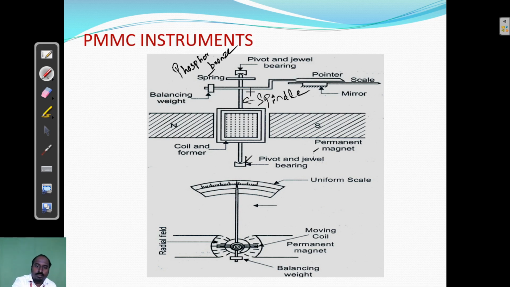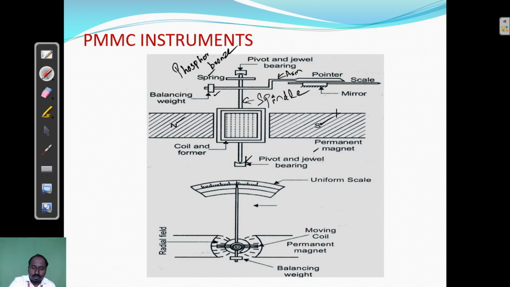Then on the spindle there is also connected a pointer. The pointer is provided with a balancing weight. Here the end of the arm is connected with the pointer. This is the arm. Then the pointer moves on a scale and a mirror arrangement. You can see the permanent magnet poles. Here it is the north pole and here it is the south pole. So this is the front view of the permanent magnet moving coil type instrument.